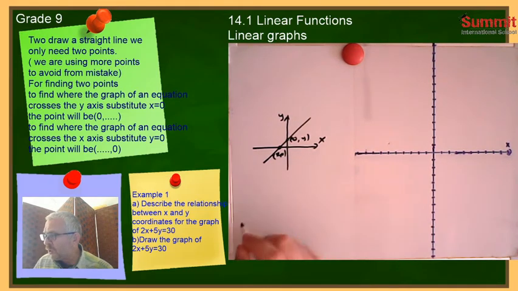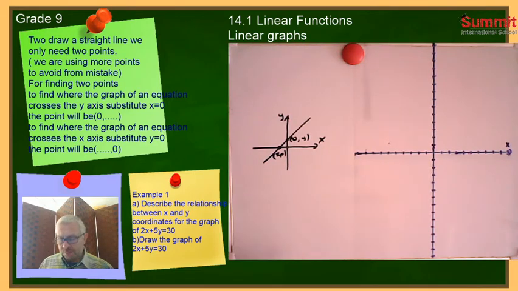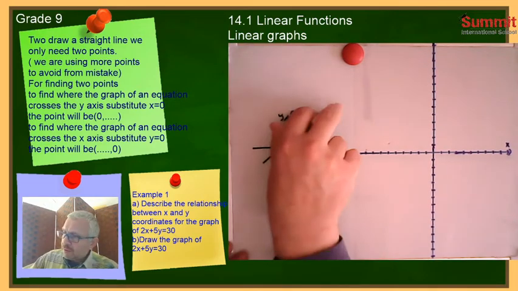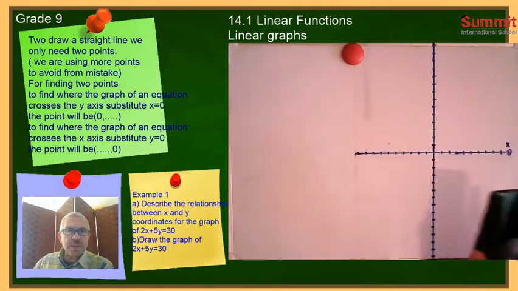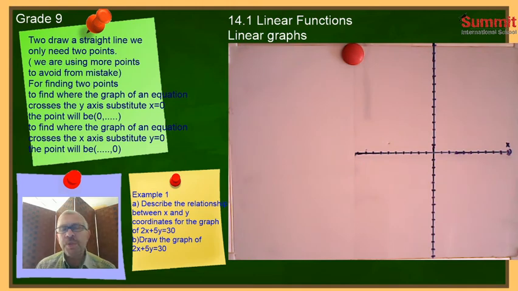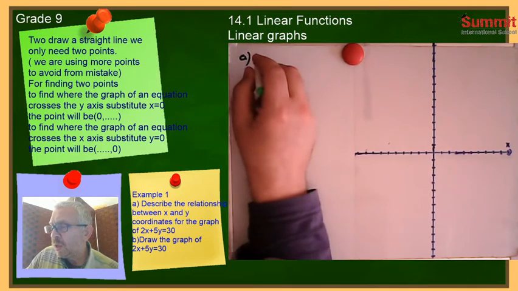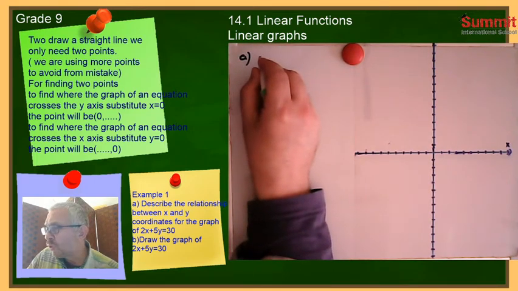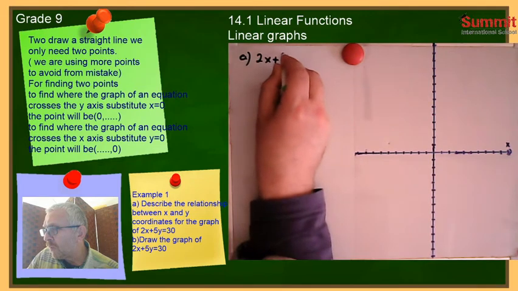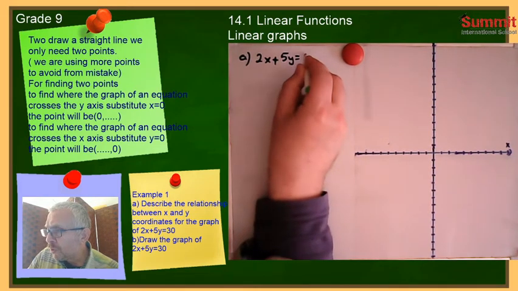Now we are going to use this method to find the graph of the linear equation. Let's solve our example. Our example is on the screen. What does our example say? Describe the relationship between x and y. Our equation for the line is 2x plus 5y is equal to 30.